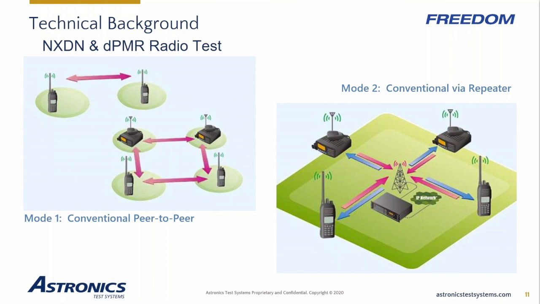On the right-hand side of the screen, you can see Mode 2. In Mode 2, you have portable and mobile radios that use a frequency pair. They transmit on one frequency, received by the repeater and simultaneously retransmitted on another frequency. It can be received by anyone who is in extended range of the repeater tower. All users in the system use the same pair of frequencies to communicate.